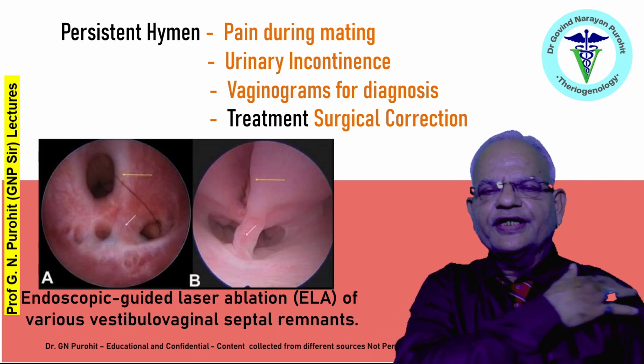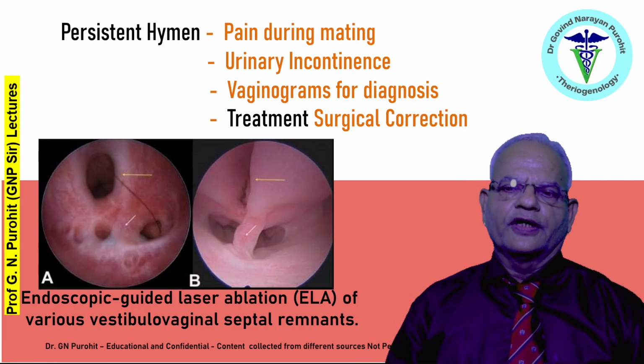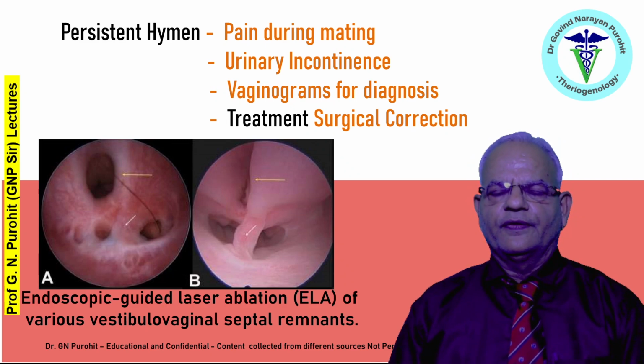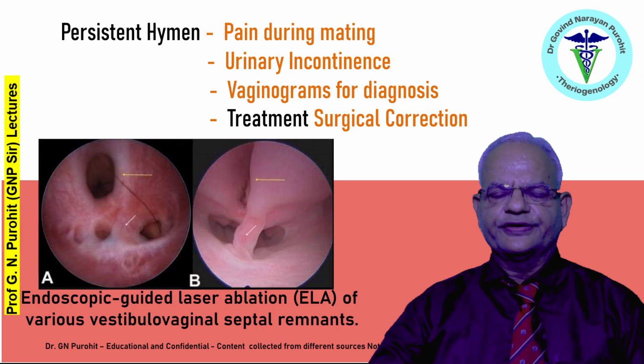Persistent hymen may be seen in dogs, and the dogs experience pain during mating. There will be urinary incontinence. And as I said earlier, you can go in for a contrast vaginogram for the diagnosis. And the treatment is surgical correction. Sometimes some surgeons have proficiency in endoscopic guided laser ablation, and they can correct it that way.